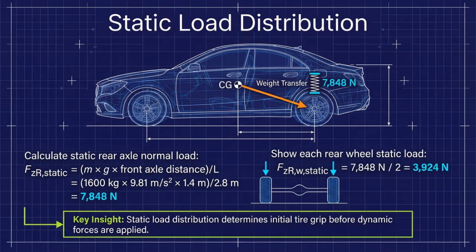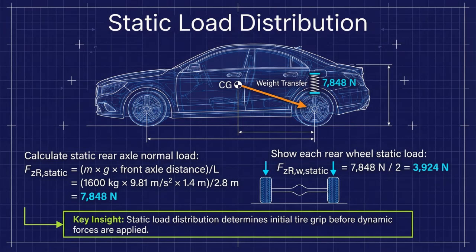Let us calculate the static normal load on the rear axle. This is found as mass times gravity times distance from the front axle to the center of gravity, divided by the wheelbase. Substituting values gives a rear axle load of 7,848 newtons. Since the rear axle has two wheels, the static load is shared equally.